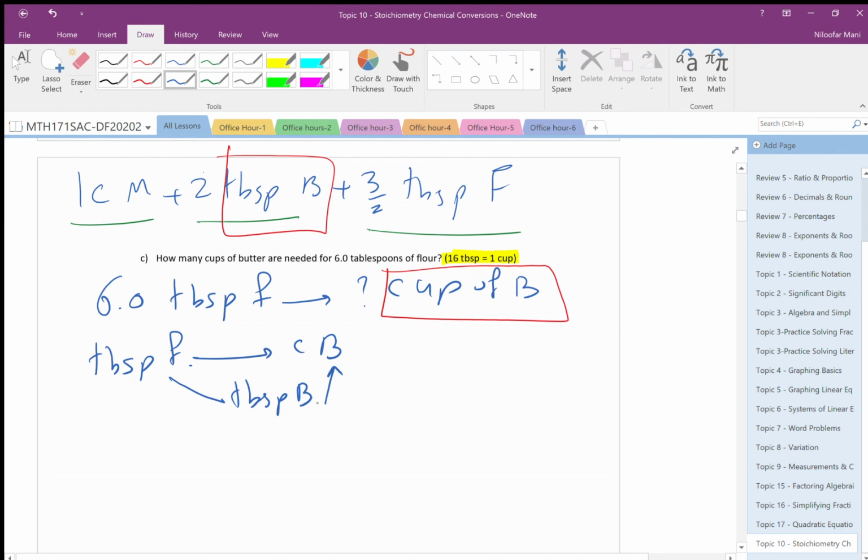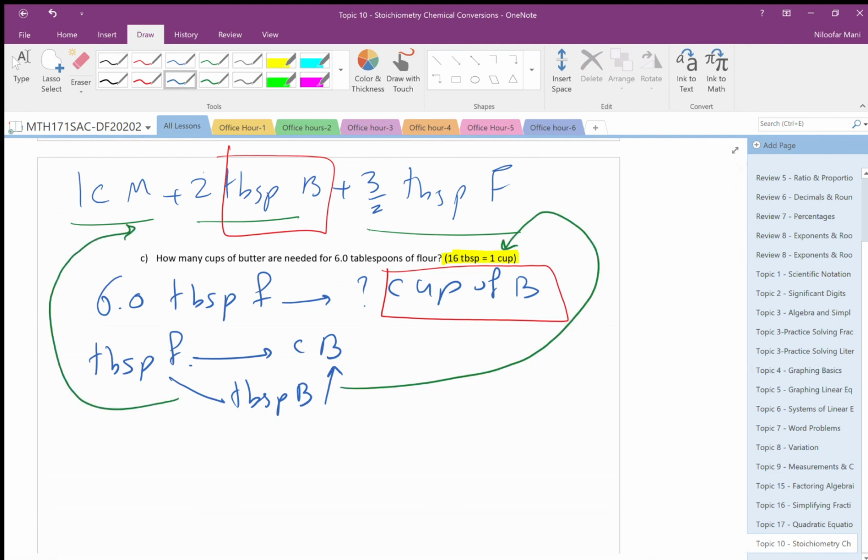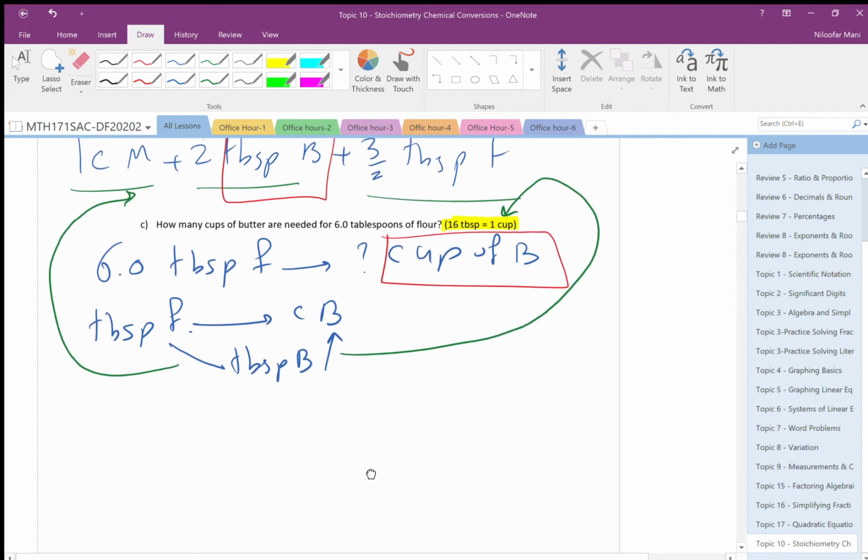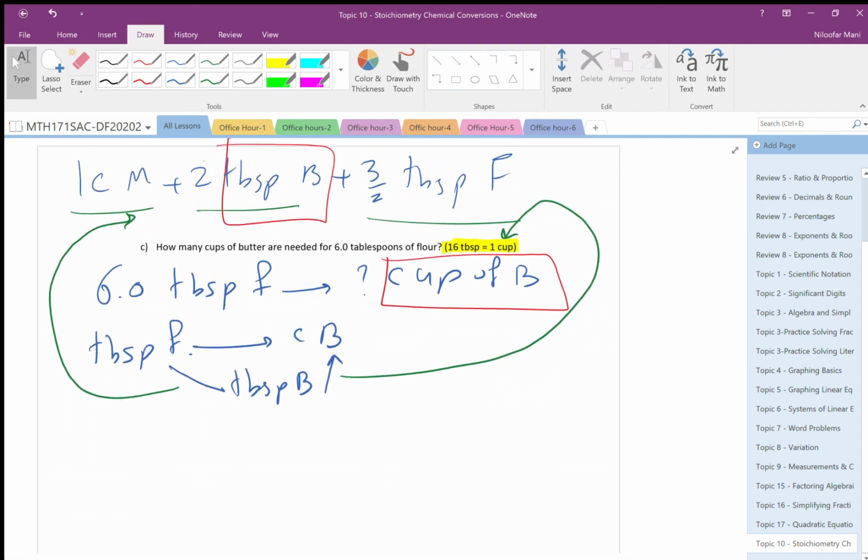How can I go from here to here? Okay, from here to here I use this, and from here to here I use this one. See, the information is given to me in the question. Perfect. So I just have to see where I am now, where I want to go, and how I can go.